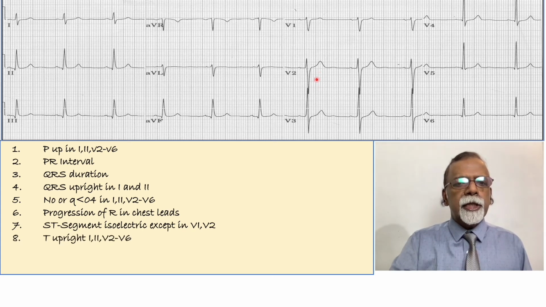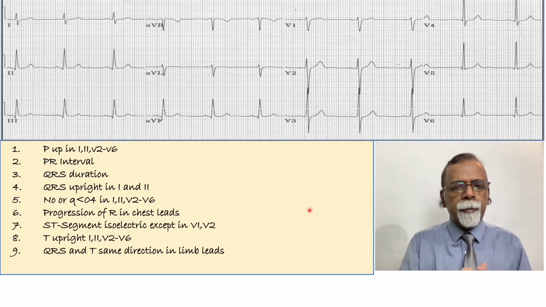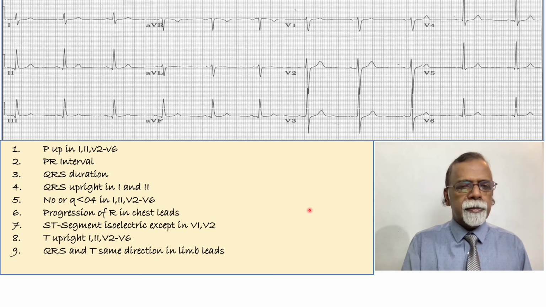Once you have examined the ST segment, now you look at the T wave. T should be upright in lead 1, lead 2, V2 to V6. The same leads where the P wave is upright, the T is also upright. Next rule goes in parallel with the previous one, that is, the QRS and T wave are in the same direction. They are concordant. The QRS complex is predominantly upright, the T will also be upright.